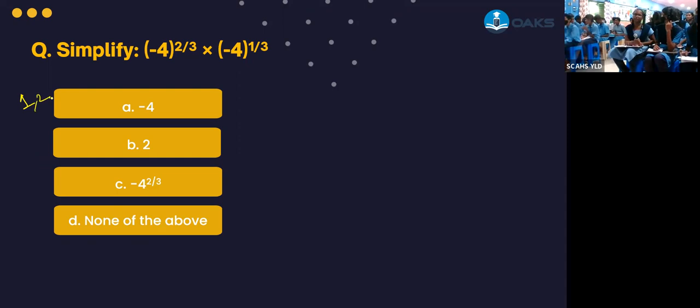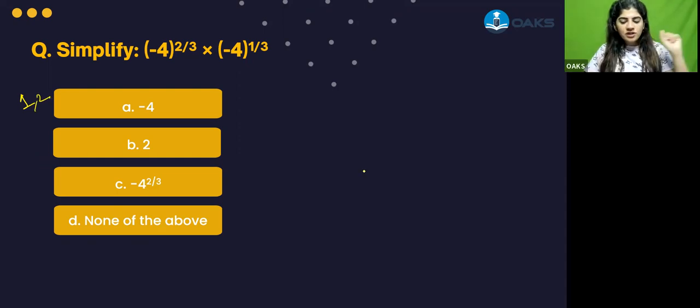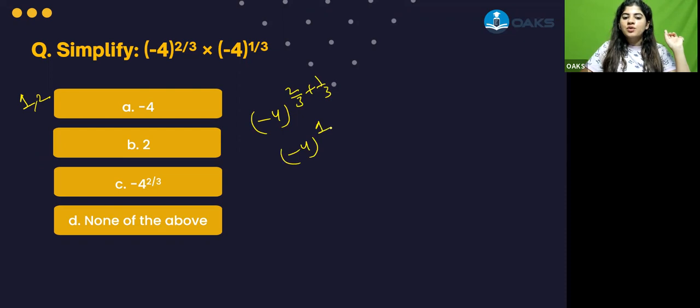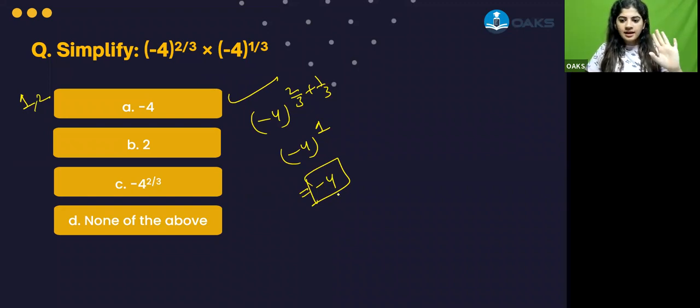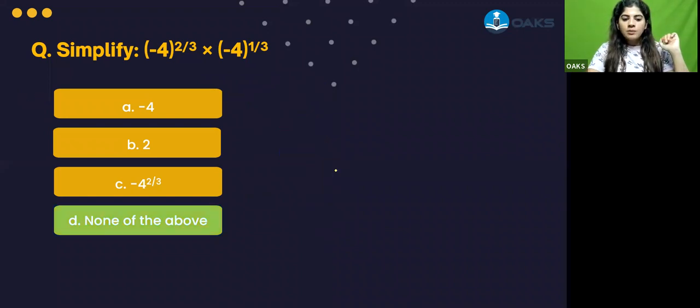Okay. So good. We have just done this similar question. Minus 4 raised to power 2 by 3 plus 1 by 3. So it will turn out to be minus 4 raised to power 1. That is minus 4, which is the answer, so A is the correct answer. Minus 4 raised to power 1 is equal to minus 4. This is the correct answer. Now moving ahead.